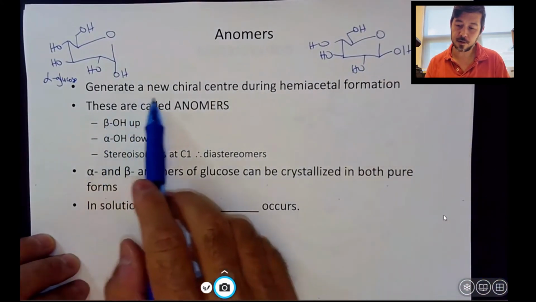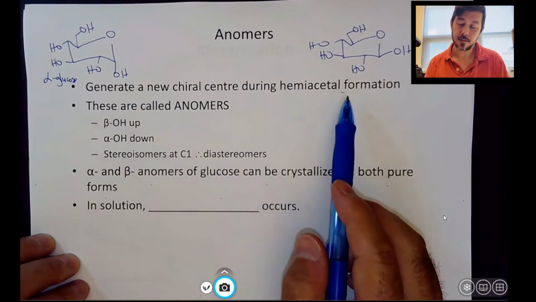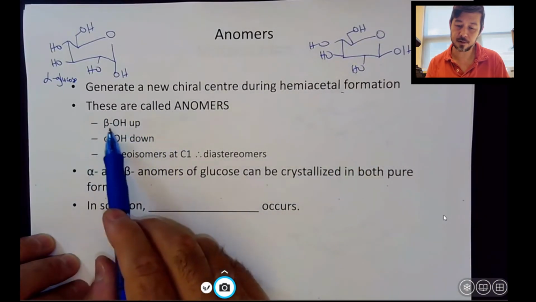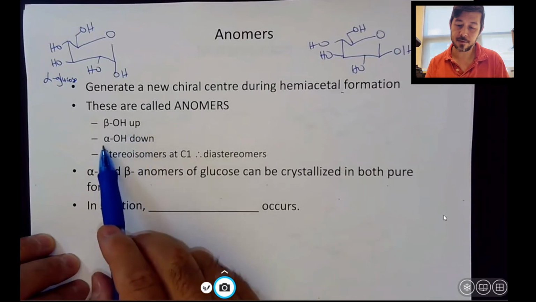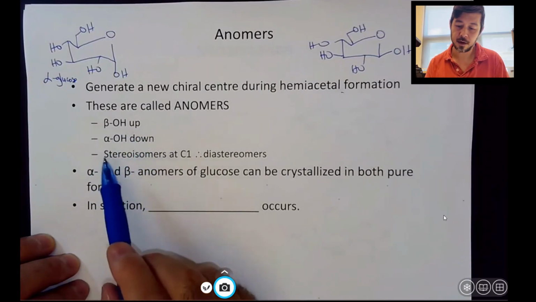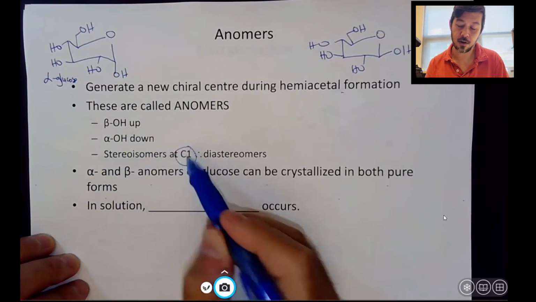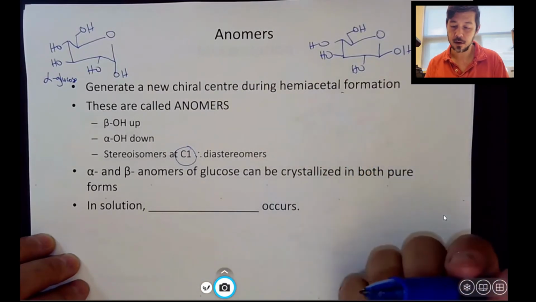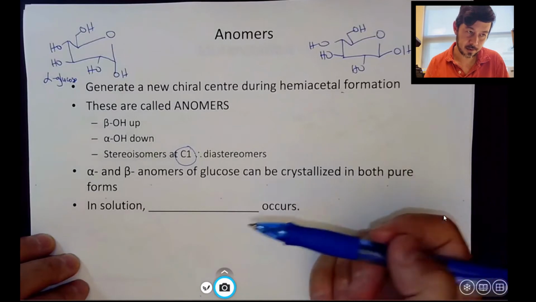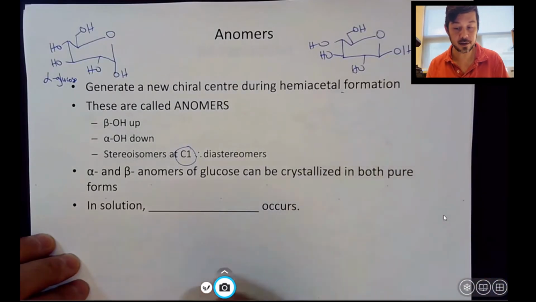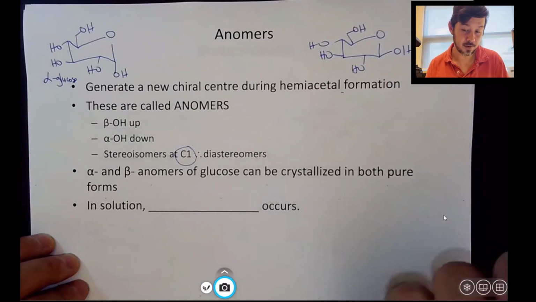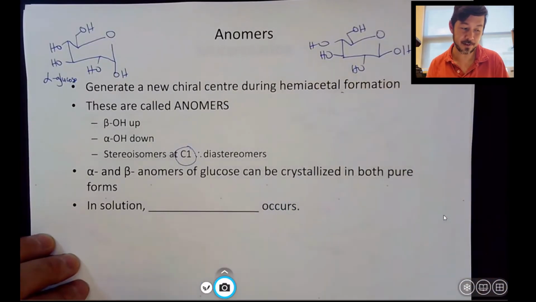So nucleophilic attack occurs during hemiacetal formation. So we went through that a couple slides ago. These are called anomers, beta hydroxyl group up, alpha OH group down. Stereoisomers at C1, they are diastereomers. So all anomers are diastereomers. All diastereomers are stereoisomers. Okay, but not all stereoisomers are diastereomers, and not all diastereomers are anomers. So that's sort of some fun facts.